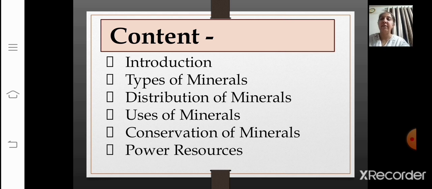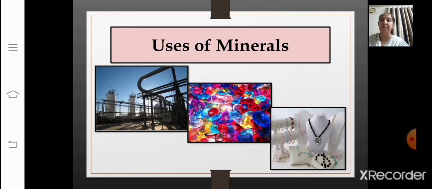In that we saw the distribution of minerals all over the world, in each and every continent separately: Asia, Europe, South America, Africa, Antarctica, Australia, and then we learnt about the distribution of minerals in India, correct? Then today we are going to start with the next topic, that is uses of minerals.